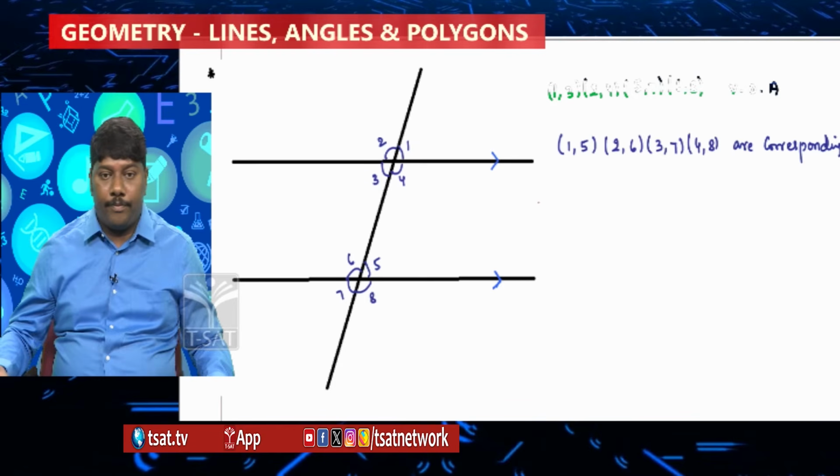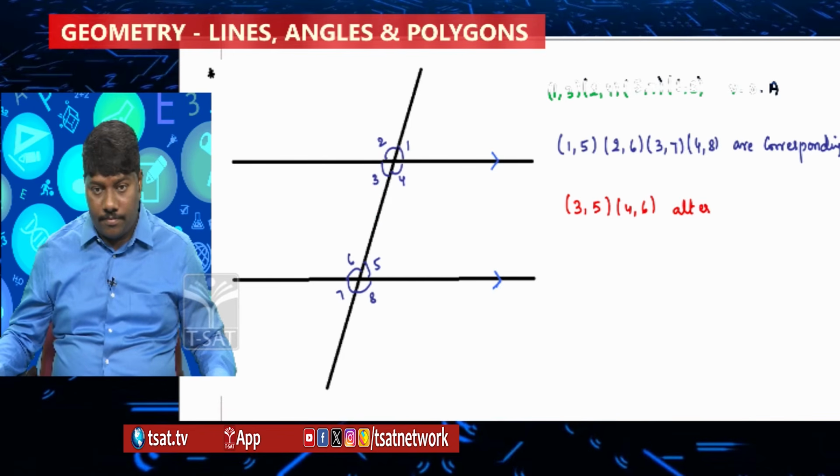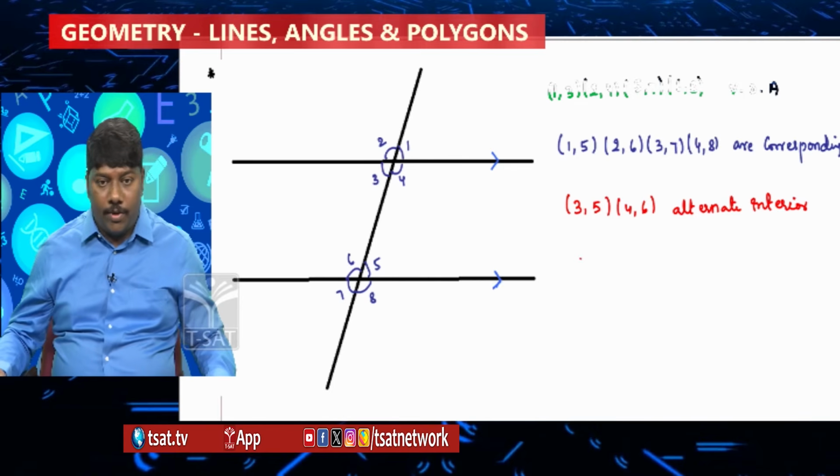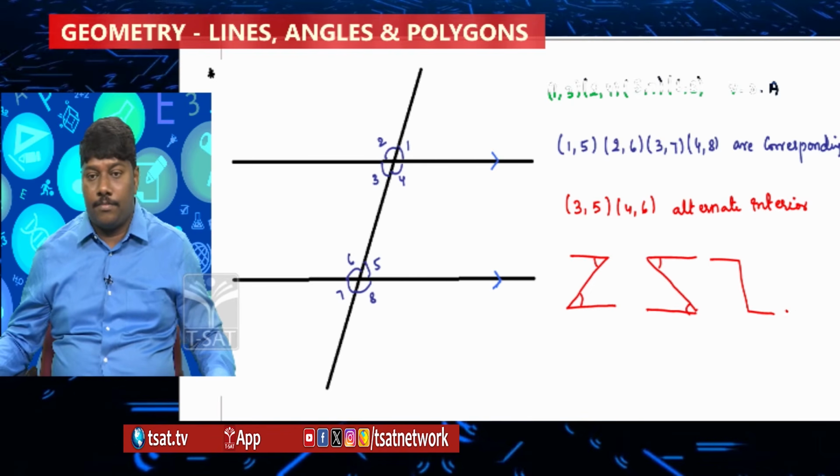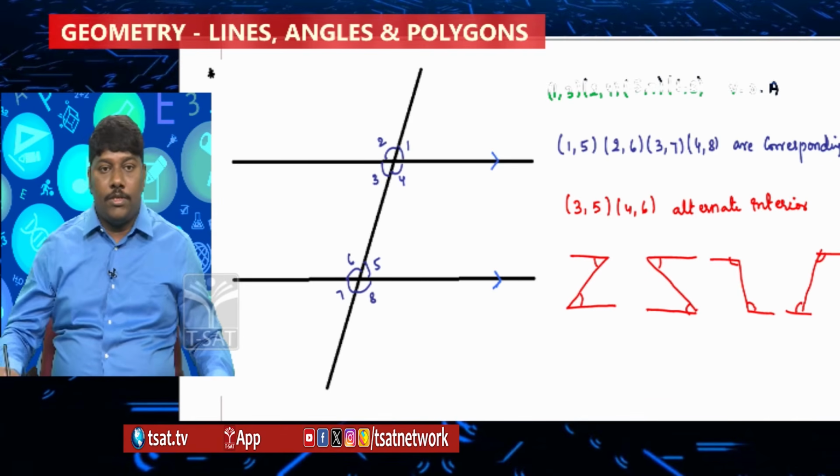Now, look at angle 3 and 5, angle 4 and 6. You call them alternate interior angles. These alternate interior angles are also equal. It can be in the shape of Z, like this, inverted Z, extended, can be in any of these 4 shapes. So, these are all alternate interior angles.